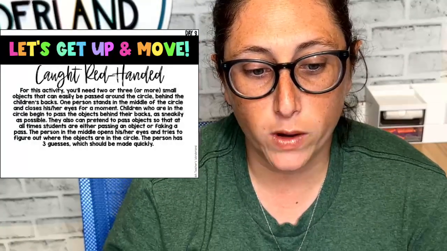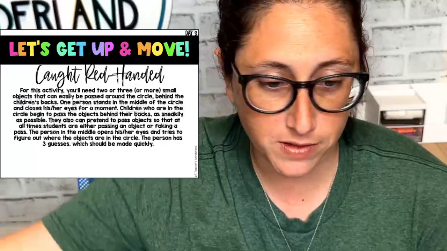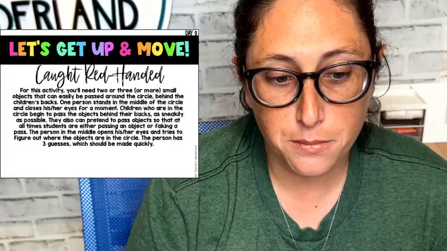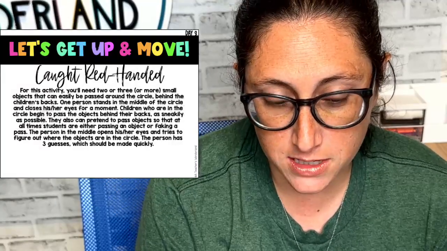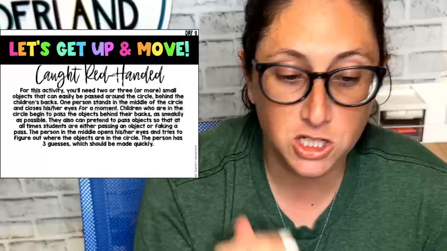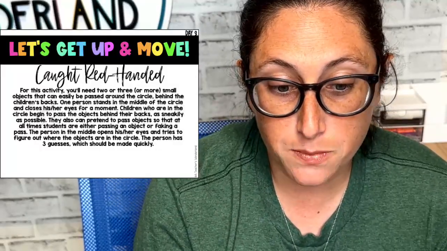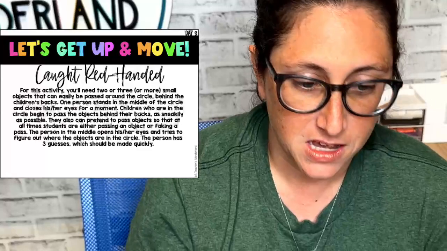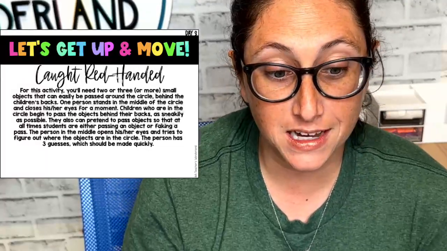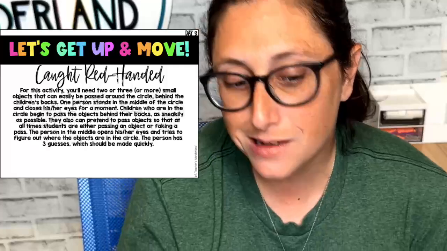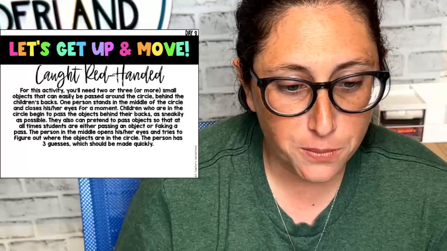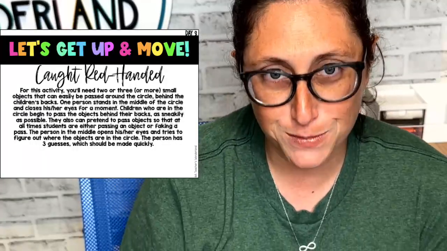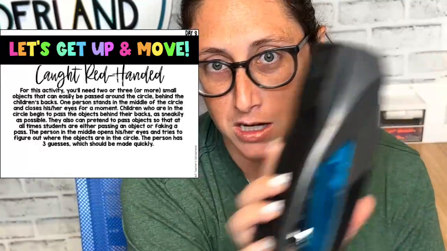What we're going to do is stand in a circle and pass it around behind us. The person in the middle of the circle closes his or her eyes for just a moment. The children in the circle begin to pass the objects behind their backs. They want to do this as quietly and as sneakily as possible. They can also pretend to pass objects, so at times the students are either passing an object or just passing nothing. They're faking a pass. The person in the middle then opens her eyes and has to guess where the 2 or 3 objects are located. So now you get why a massive stapler isn't going to work.